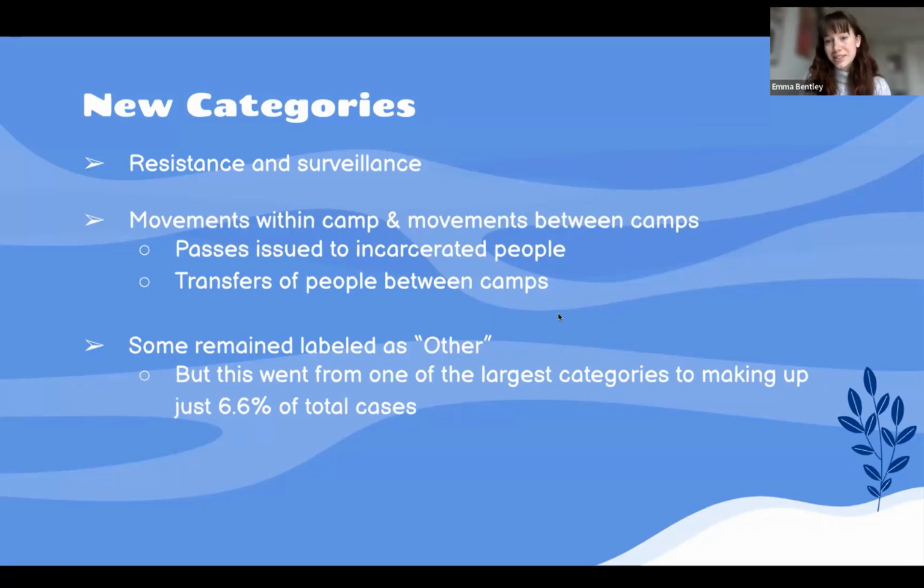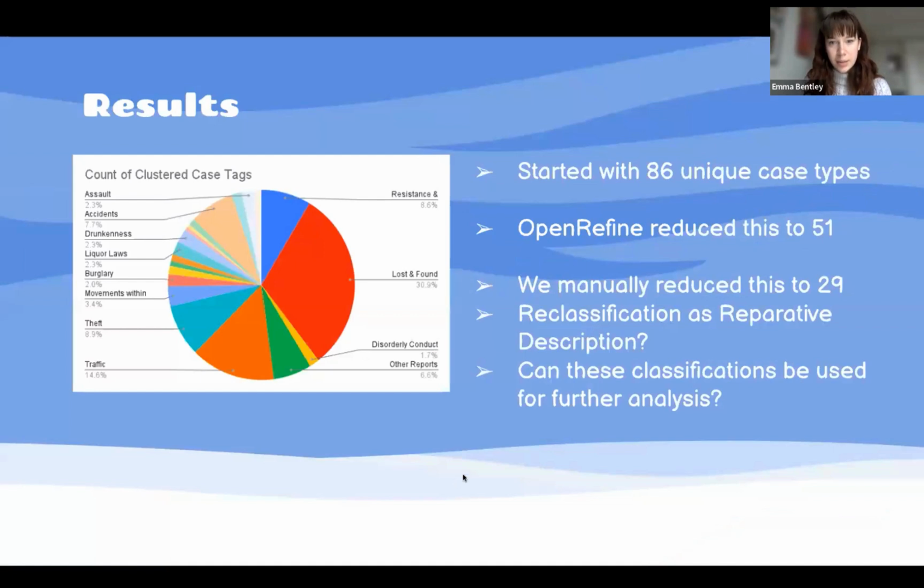And then other is still a great category for things that are hard to classify. So we still had about 6.6% of our cases that didn't have relationships essentially with any of our other cases that still ended up in that other basket. So what we ended up with were these categories, and it just became a lot neater and easier to analyze. We also combined lost and found with lost and found, because we felt that those were similar.